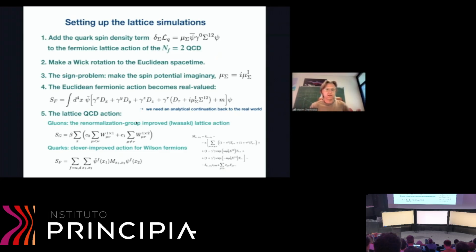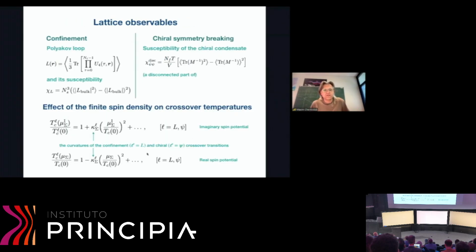In the lattice action, just for experts in the audience, we use one of the good actions: the renormalization group improved Iwasaki lattice action for gluons, and clover improved Wilson fermions for the quarks. That reduces the lattice artifacts when we approach the continuum limit. We consider 2 types of observables, which are natural. One of them is the confinement observable, which is the Polyakov loop and its susceptibility. The other observable is for chiral symmetry breaking: the susceptibility of the chiral condensate. We will consider the connected part of this quantity.